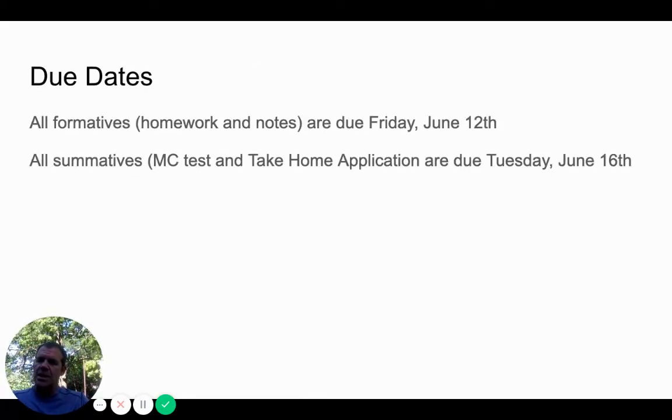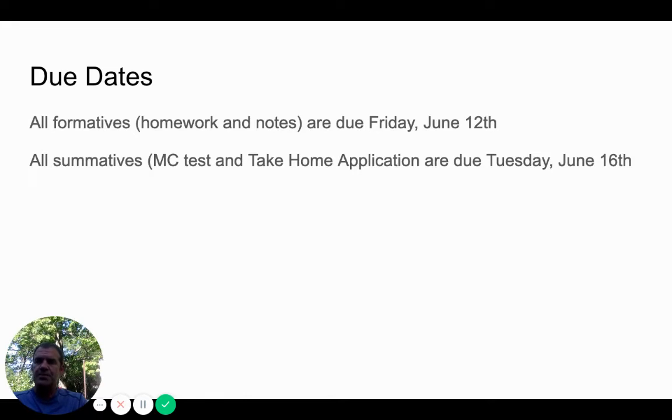So due dates. All formatives, homework, and notes are due Friday, June 12th. That's going to be the framework for the entire course for the most part. Any notes that you take from videos that we watch or from your textbook or whatever will be due the Friday of that unit, as well as assignments that come into play there. So in this first week, that's June 12th. Summatives are due the Tuesday after the unit. So your multiple choice test and your take-home application are due June 16th.